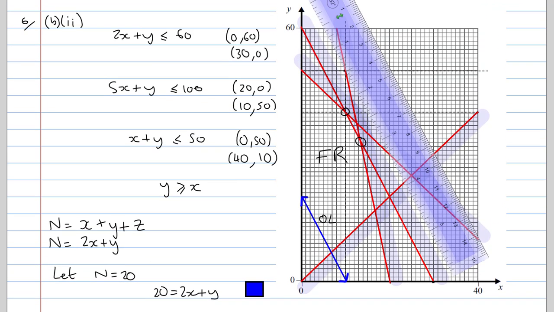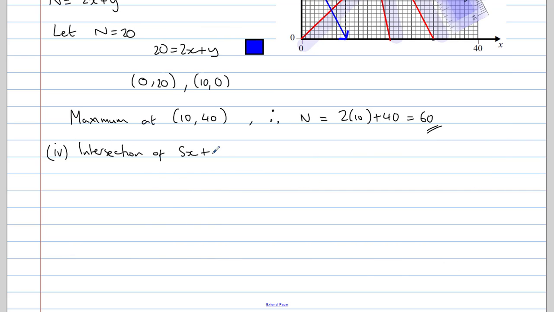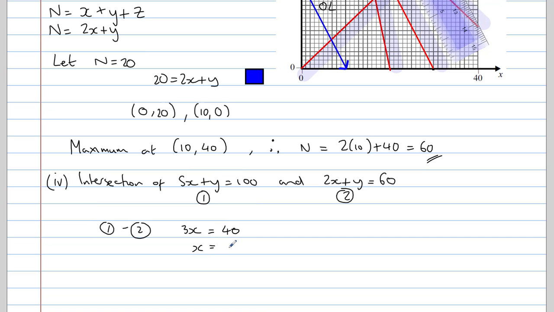So the two lines that I have got crossing here are 5x plus y equals 100 and 2x plus y equals 60. So if we call this equation 1 and this equation 2, I could do 1 take away 2. 5x take 2x is 3x, and the y's will disappear, and we've got 100 take 60 equals 40, which means x is 13 1/3.